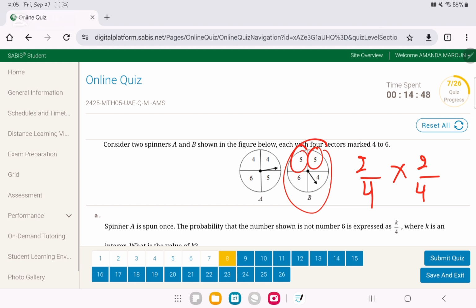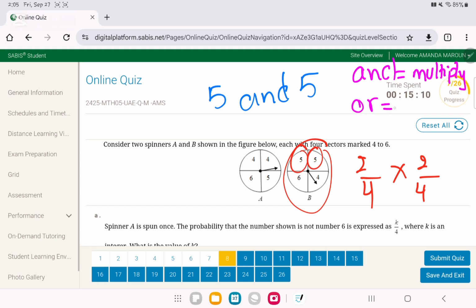Again, I'll repeat. They told us that spinner B is spun twice. The probability that the number shown is 5 both times. Okay, that means they need 5 and 5. This is something to remember. And in math is equal to multiply, and or in math is equal to add. Please remember this, it's very, very important. So we have the probability of 5 and the probability of 5.